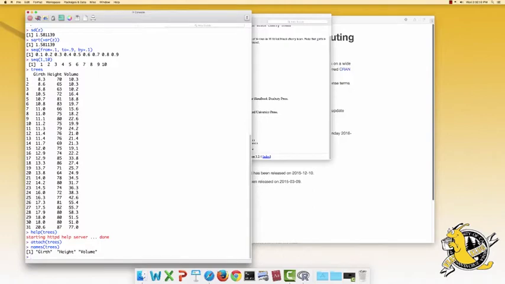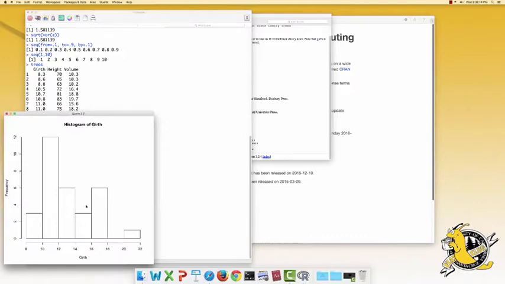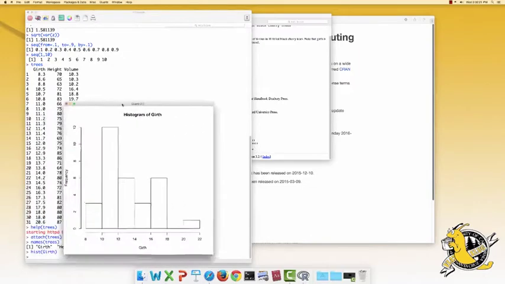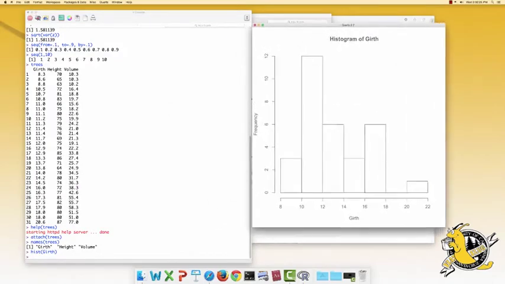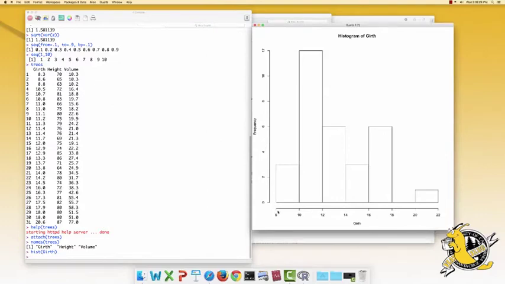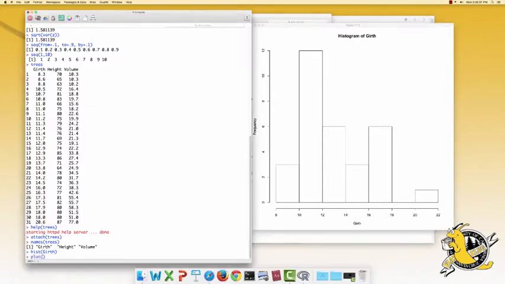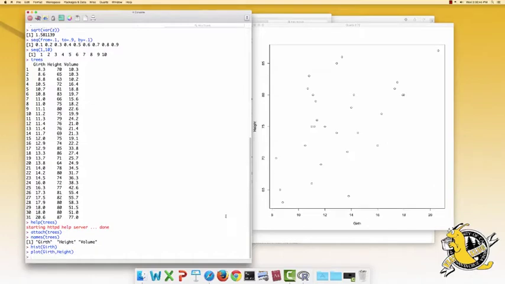For example, we want to make a histogram of the girth or diameter of these trees. When we say hist, it's a histogram function, and it automatically pops up a new window for us. From the histogram, we can see that most of the trees have diameters between 8 and 18 inches, with one larger tree. We can also make scatter plots, putting the girth on the x-axis and the height on the y-axis to see how height relates to diameter. As you can see here, in general, the wider the tree, the taller the tree.